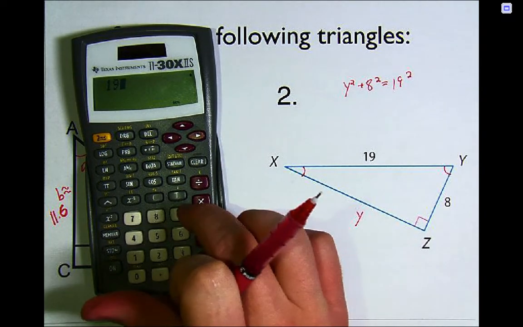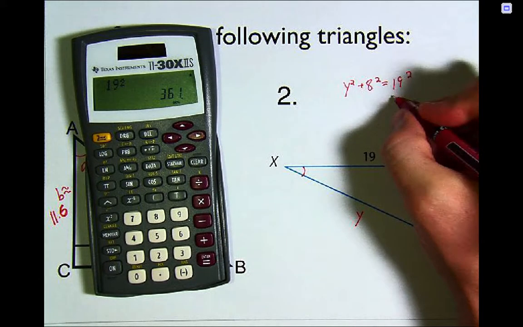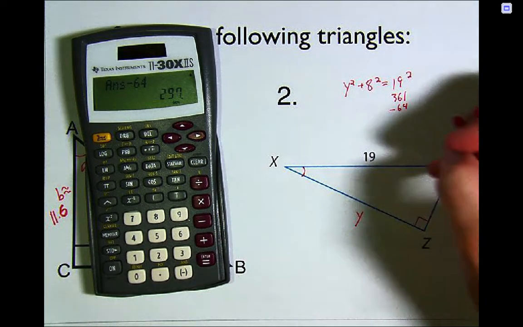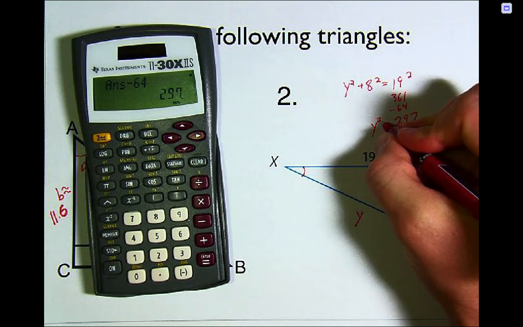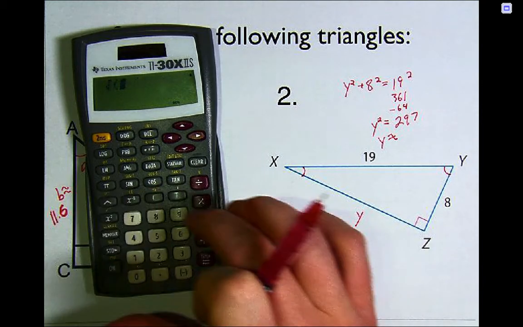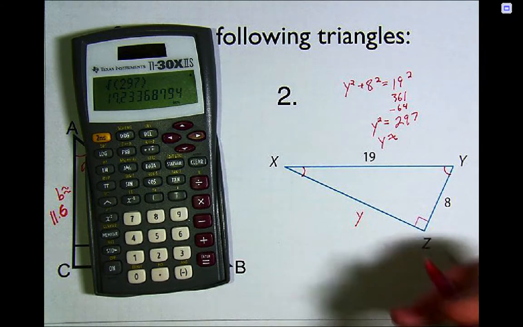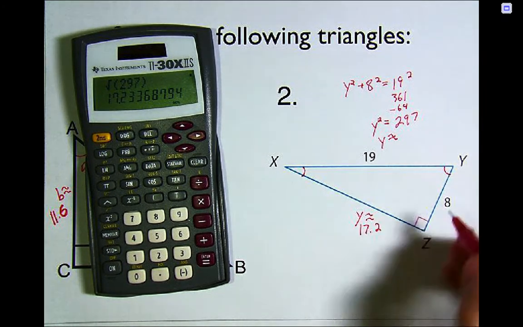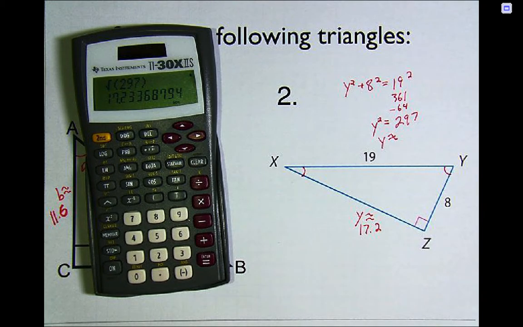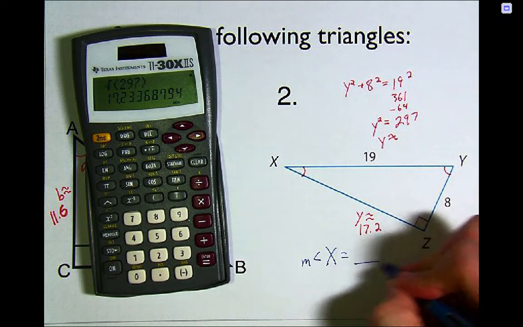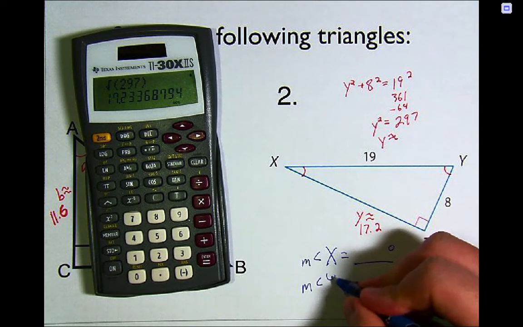So 19 squared is 361. I'm going to subtract 64 and get 297 is whatever y squared is. So when I unsquare that, I get y is approximately 17.2. Looks reasonable, so I like that answer. But we kind of come to a screeching halt when it comes to the rest of this. How do I find the measure of angle x? And how do I find the measure of angle y?